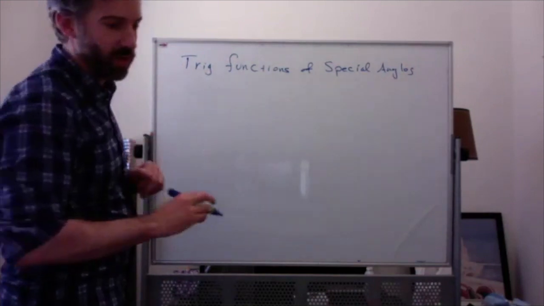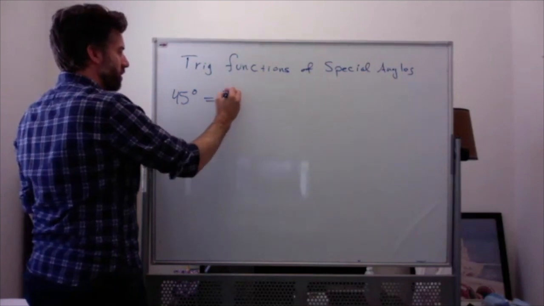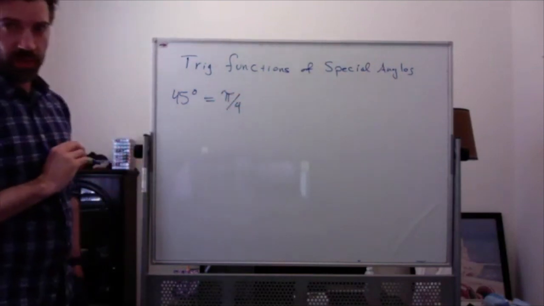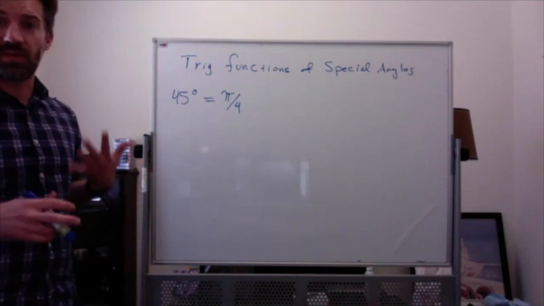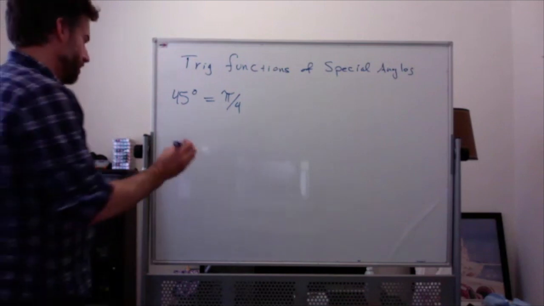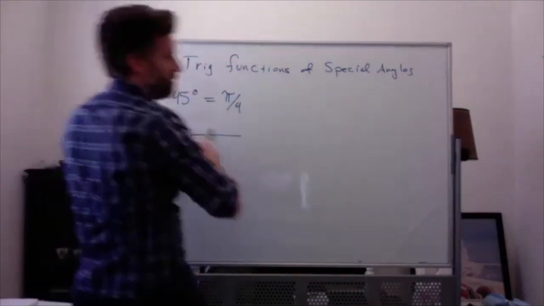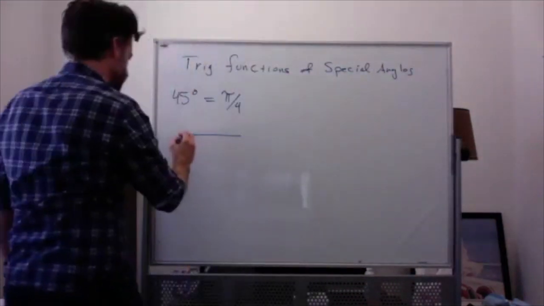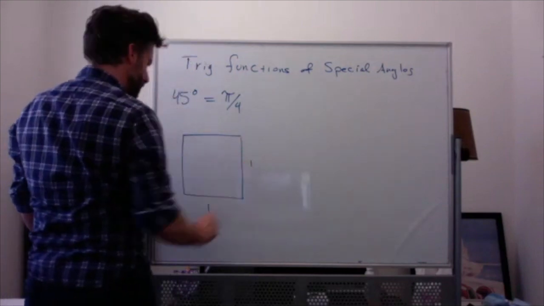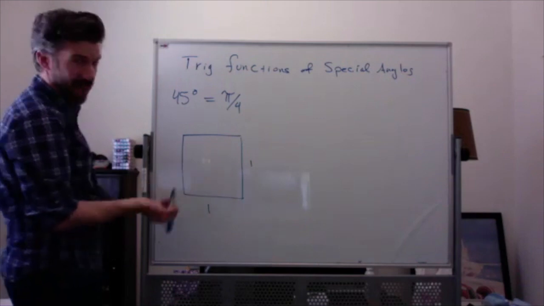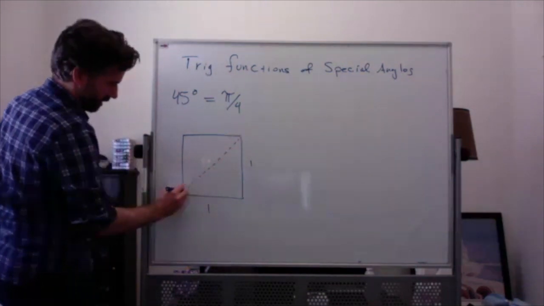So the first angle we're going to look at is 45 degrees, also known as pi over 4 radians. There's a couple ways of doing this, but one of the standard ways is starting with a square, which I know is not a triangle. So we're going to start with a square of side length 1. And then we're going to cut the square in half to make a triangle. So we're going to cut it along the diagonal like this.